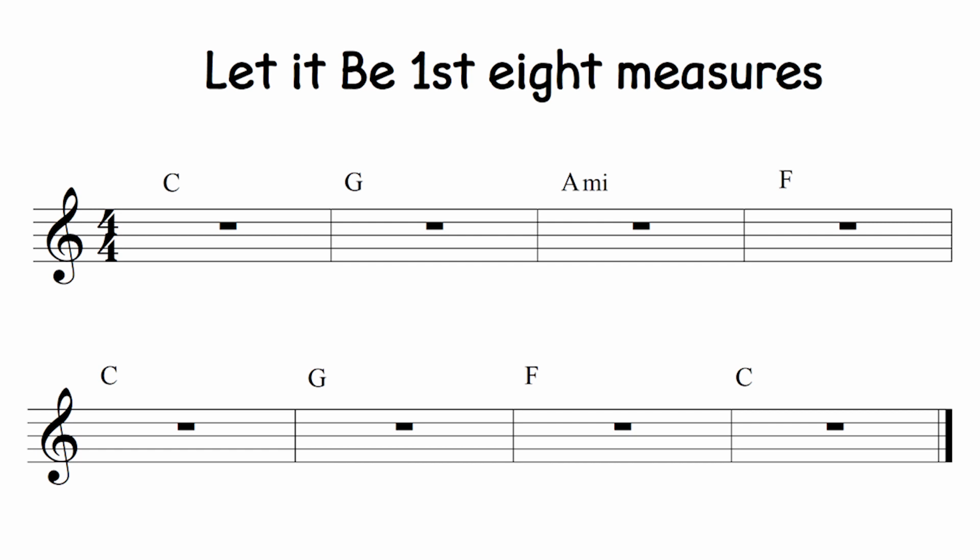Now it's time to put our new knowledge to work. Let's analyze a song. I'm going to take a simple pop song by the Beatles, Let It Be, and we'll analyze the first 8 measures and then transpose it to another key.